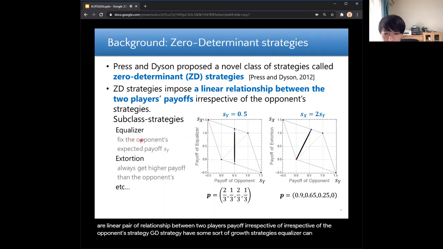Equalizer can fix the opponent's expected payoff, irrespective of the opponent's strategy. This figure shows the equalizer makes the opponent's payoff 0.5. On the other hand, extortion always gets higher payoffs than the opponent. You can see extortion gets twice the score of the opponent.